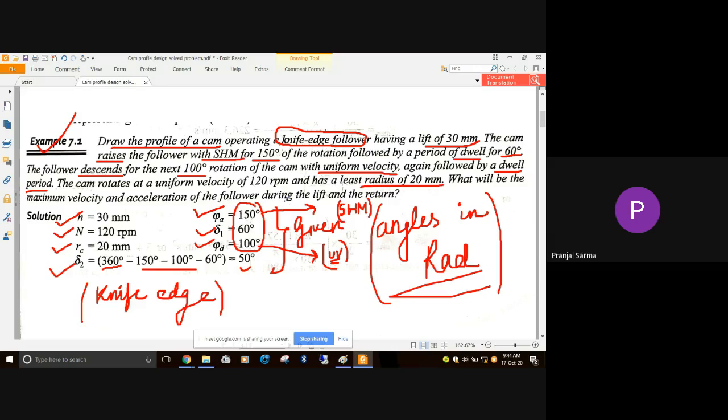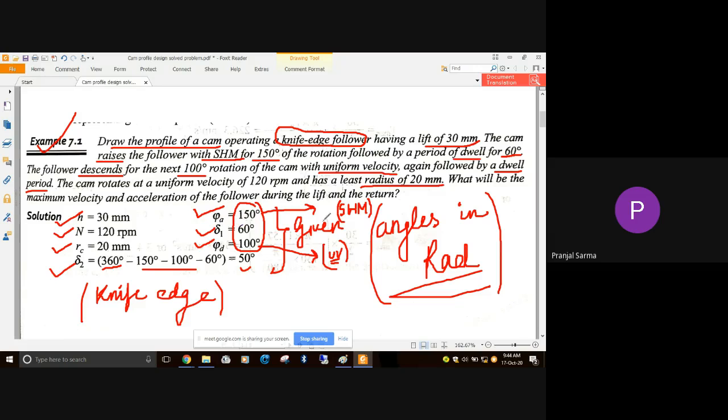So next, we are ready with all the data, and now we should be able to draw the cam profile. And after drawing the cam profile, or before drawing the cam profile also, that is up to you, as we already have the standard formula for finding out the maximum velocity and acceleration for the ascent stroke and for the return stroke, we should be careful.